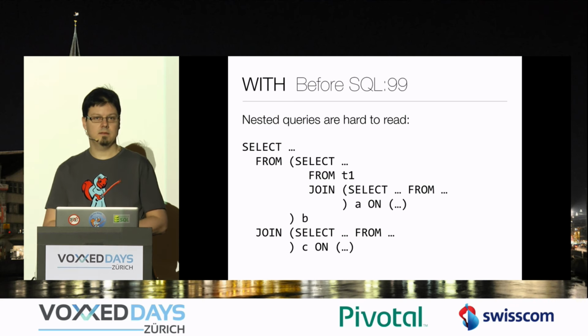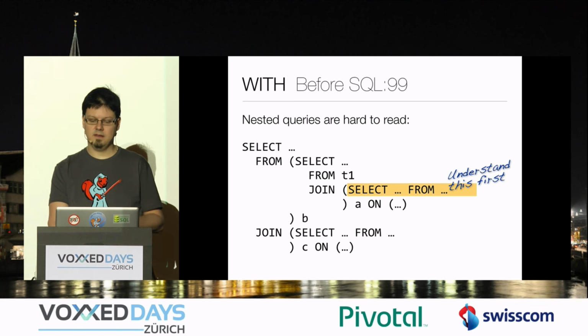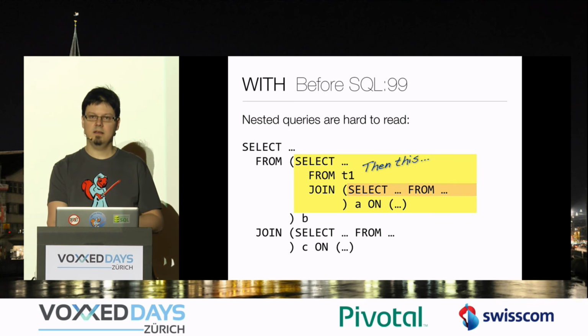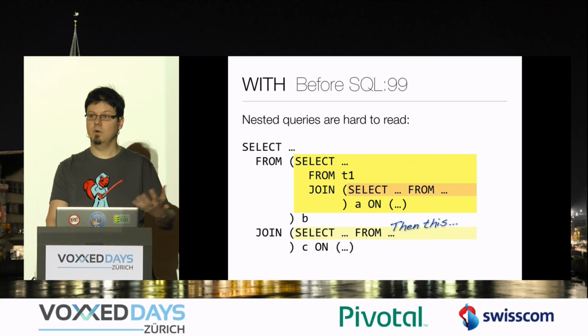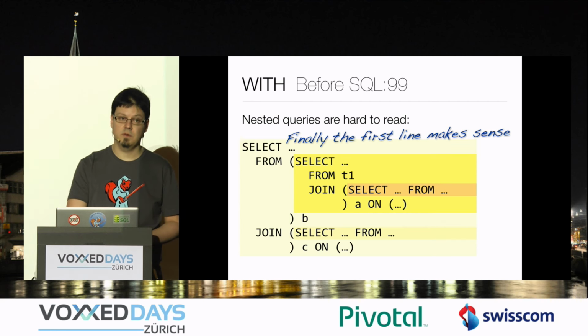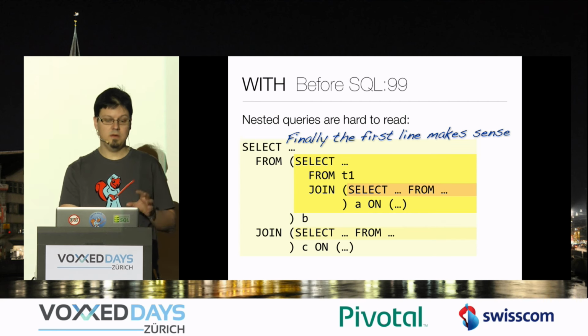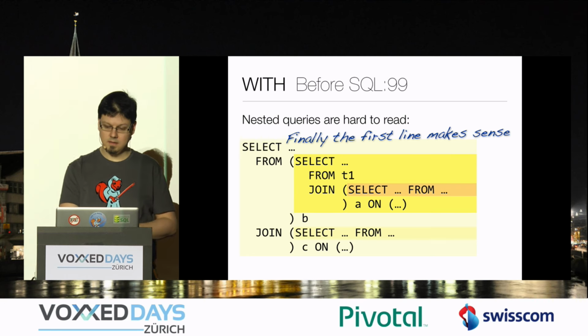If you have a query like this, and you want to understand that, then you usually need to find the innermost part first. And once you have made sense out of that, you can go one step outside and understand the next part. And then you will see, there's something joined on the same level. So you need to understand that one as well before you can finally understand the very first line of the query. And this can be rearranged using with. It's really just about formatting code, about making SQL more readable.